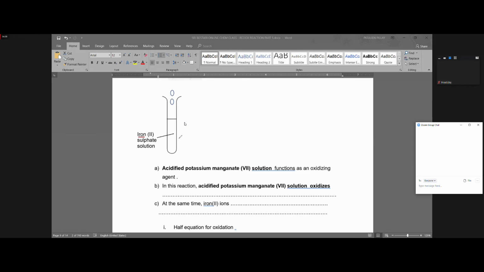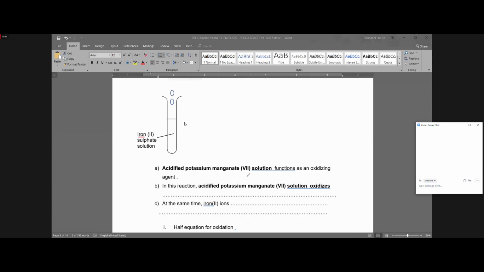So it oxidizes iron 2 ions to become iron 3 ions. Ions, because in the solution we have ions. So be very careful. The sulfate doesn't play a role. It will oxidize iron 2 ions to become iron 3 ions. At the same time, iron 2 ions is the reducing agent, isn't it? So the word will be reduces or will reduce. Okay, you see the word? So that's not what we wrote.